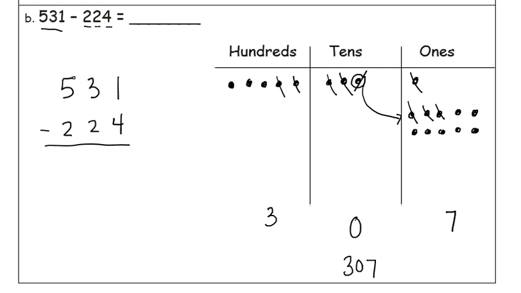Now let's look at that on the vertical format. We started where we needed to subtract 4 disks in our ones column. We only had 1. So we took a disk from our tens column. That left us with 2 tens. We decomposed that disk into 10 ones and combined it with the 1 that was already there. That gave us 11 disks. We crossed off 4 of them and we were left with 7 disks. In our tens column, we had 2 disks. We took 2 of them away, which left us with 0 tens. And in our hundreds column, we had 5 disks. We took 2 of those away, and that left us with 3 disks, for a final answer of 307.